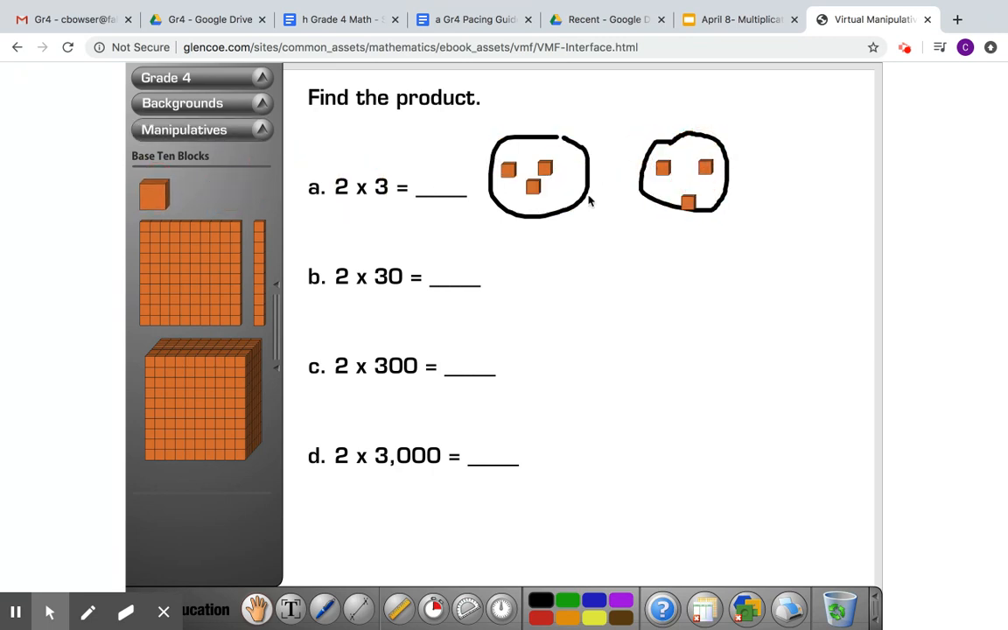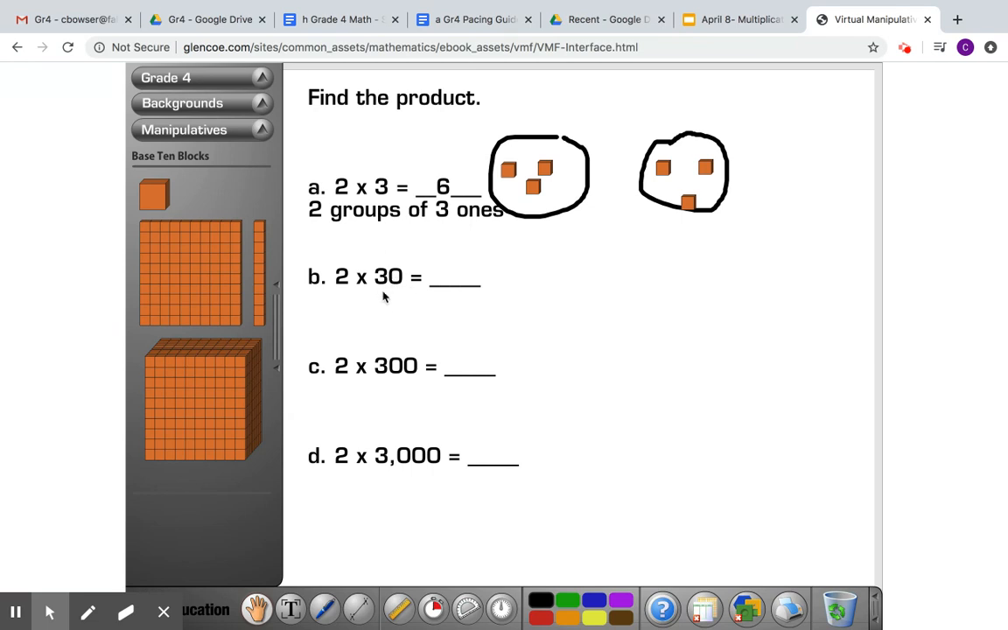So now if we count our total, we know how to skip count by 3. So 3, then 6. Our total is 6. And I'm just going to translate that underneath because we said 2 groups of 3 ones. So then for our next problem, it says 2 times 30. So we're going to translate that again.